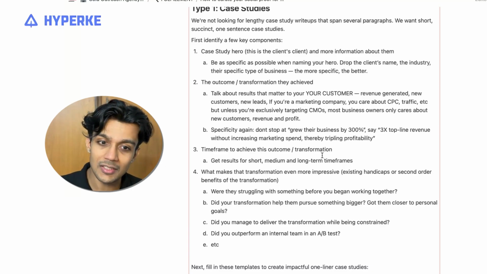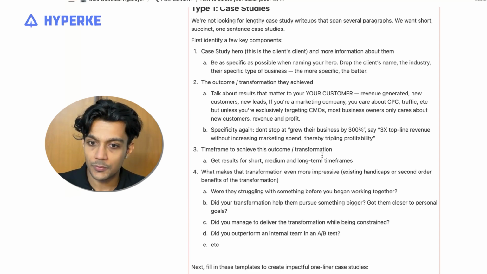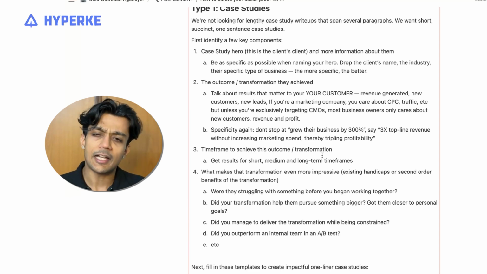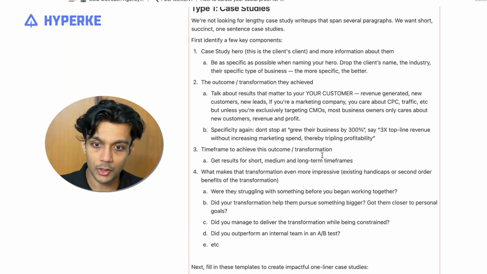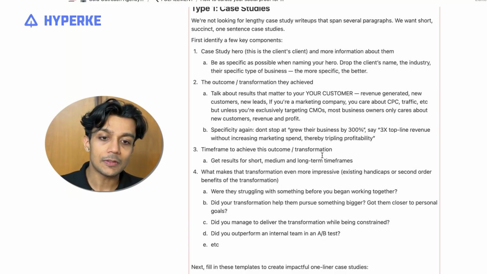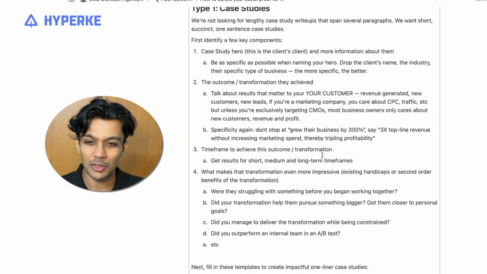Or talk about the second order benefits of your transformation. For example, if you help the business triple their revenue, talk about how that helped the business owner grow their staff. Talk about how it helped the business owner realize their vision of opening a new location. Talk about how you helped the company go public, or talk about how your transformation helped them raise another round of funding. So think of this in terms of the second order impact of what your ICP really wants and throw that in your case study.